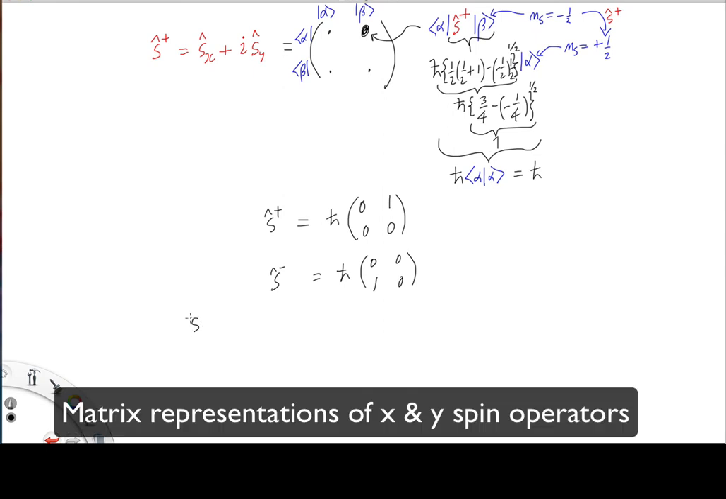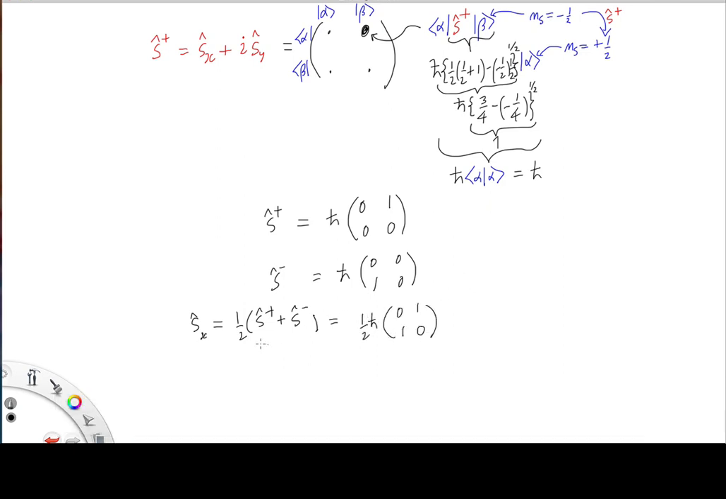we can form the matrices for the x and y operators. The Sx operator is given by 1/2 of the sum of S plus and S minus. So it's given by 1/2 h bar and then a matrix. And similarly, the Sy matrix is given by 1/2i times the difference between the two shift operator matrices. So it's given by 1/2i h bar and a matrix of the following form.